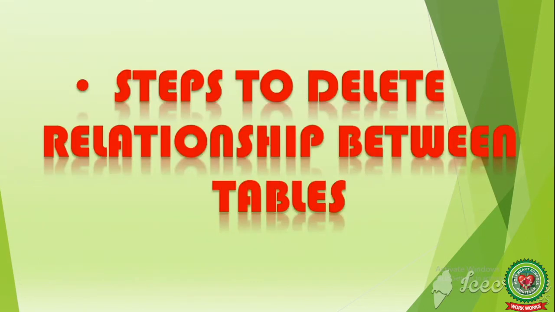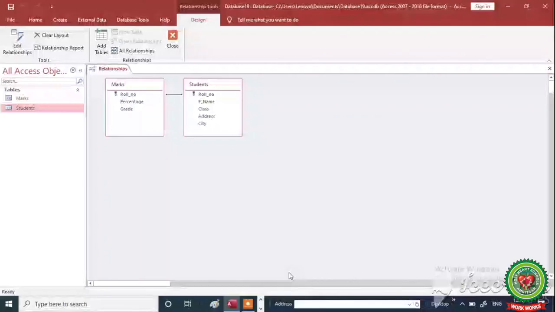Next are the steps to delete a relationship between tables. Now I'll tell you how to delete the relationship between tables. So let's see how we can delete. To delete a relationship, click on the line that connects the tables. Now I'm going to click on it. Now you can see the line is highlighted, and then press the Delete key from the keyboard.